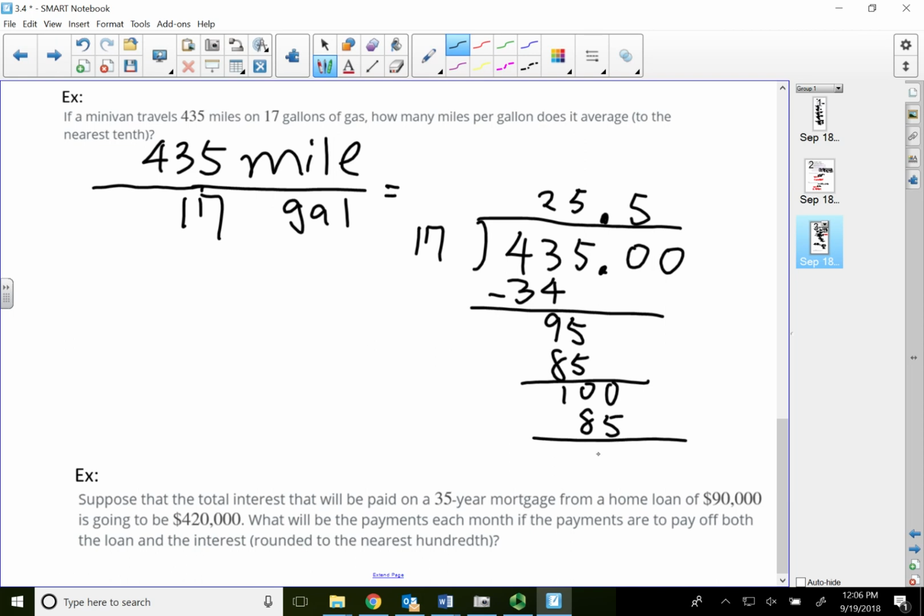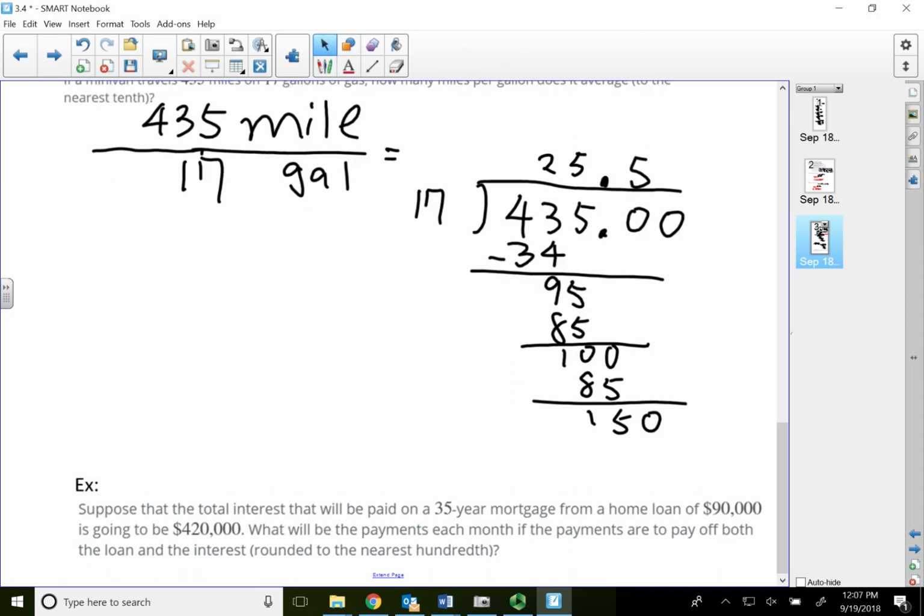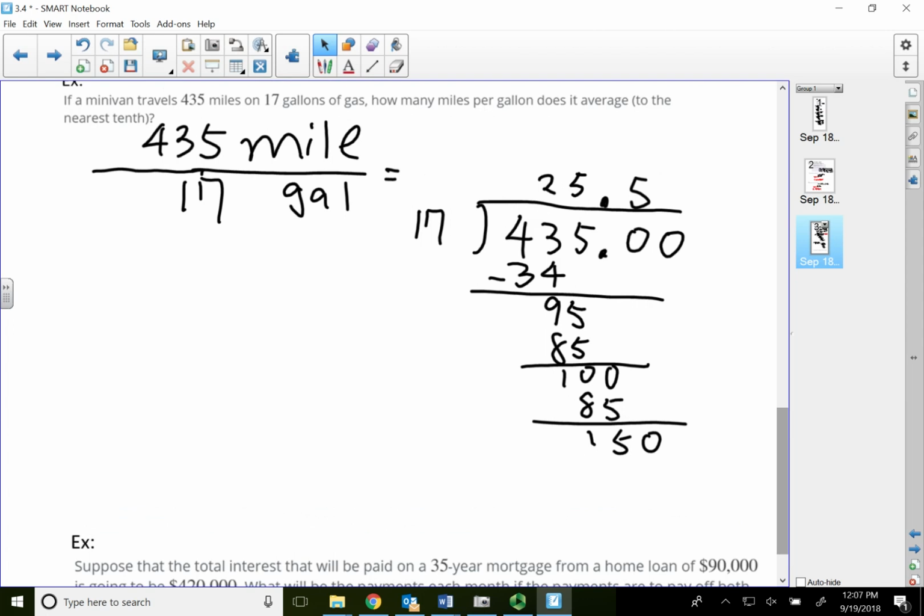All right, if I subtract, that's 15. Bring down the next one. All right, so this is 150. So 6, 7, 8. If I use 8 right here, 8 times 7 is 56, carry 5. So 8 times 1 is 8.